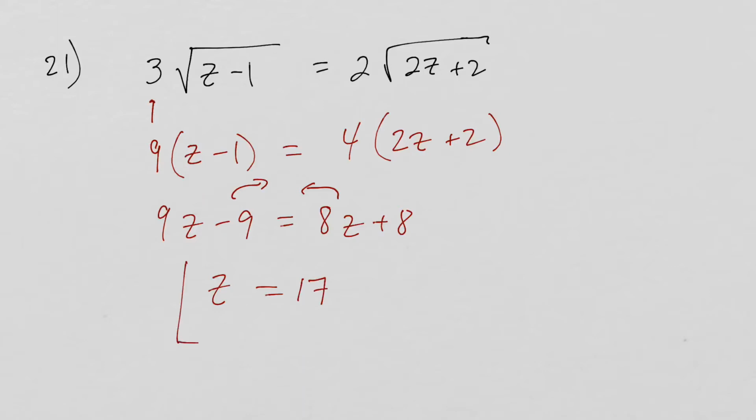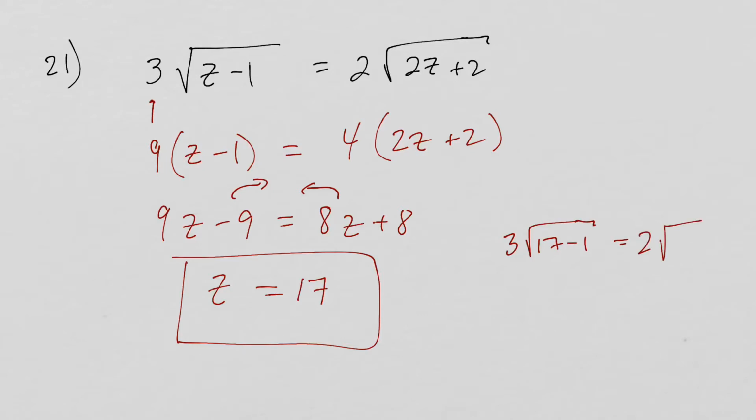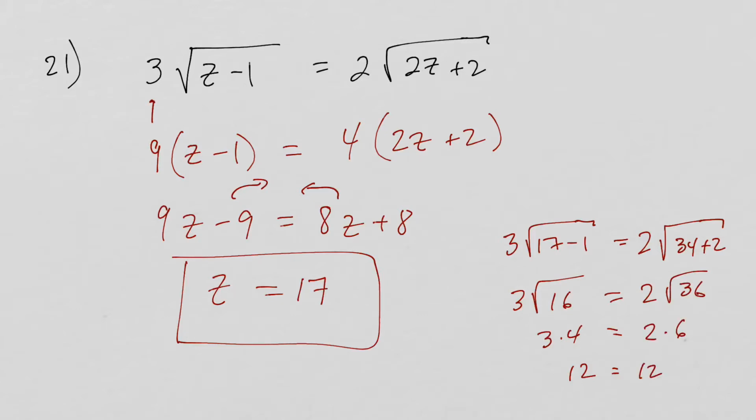I doubt that this is extraneous, but I should probably check. I have 3 times the square root of 17 minus 1. Is this equal to 2 times the square root of 17 times 2, which is 34, plus 2? Well, this is 3 times the square root of 16, which is 3 times 4, which is 12. Is that equal to 2 times the square root of 36, which is 2 times 6, which is 12? So that works. So that's the answer.